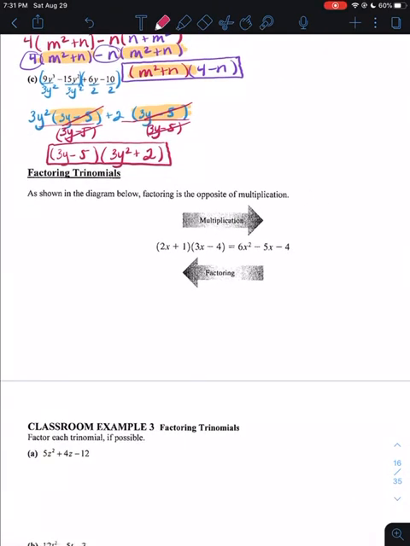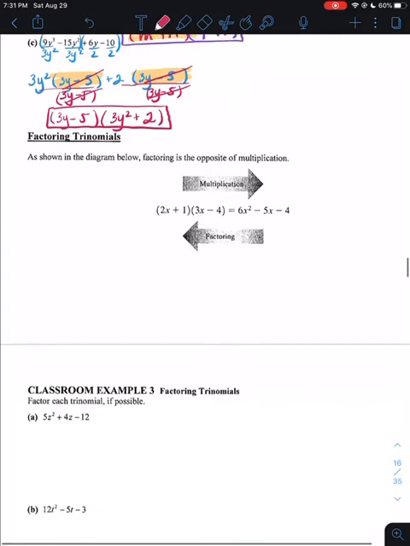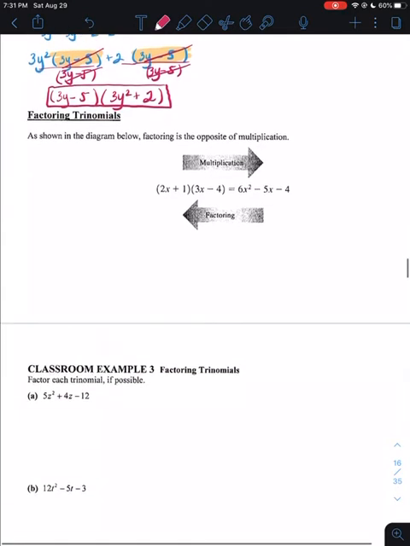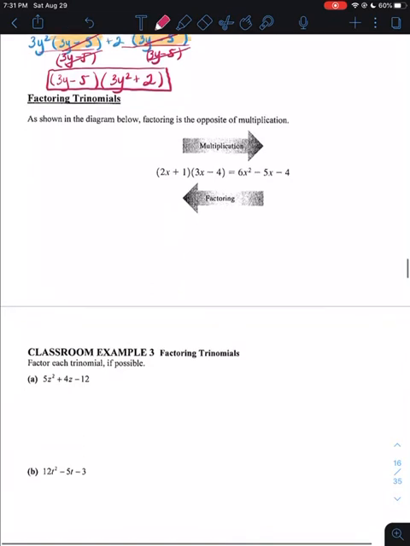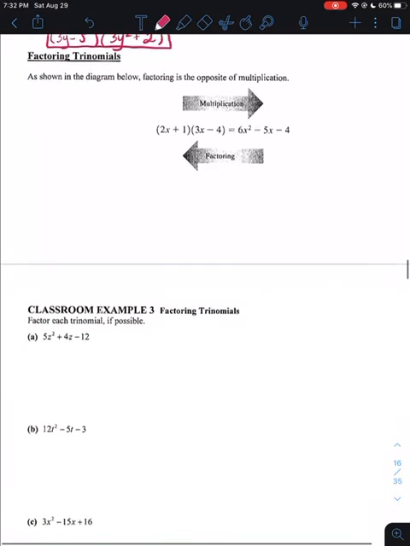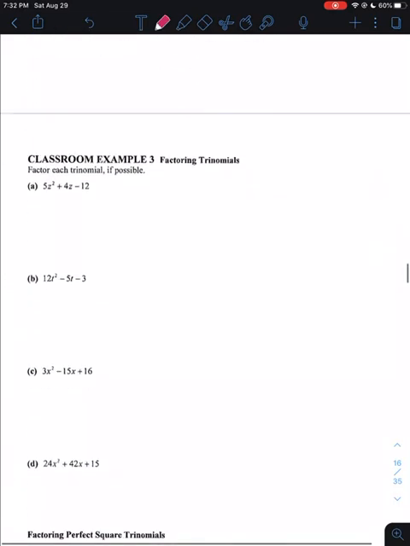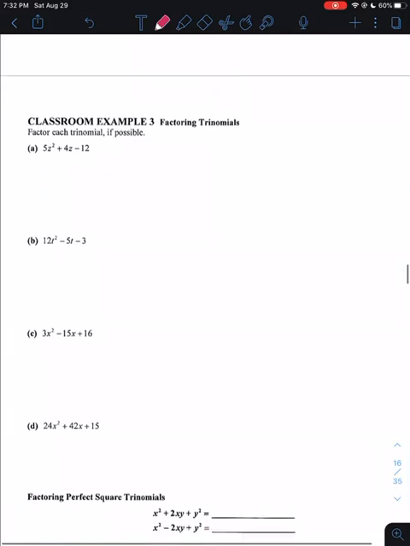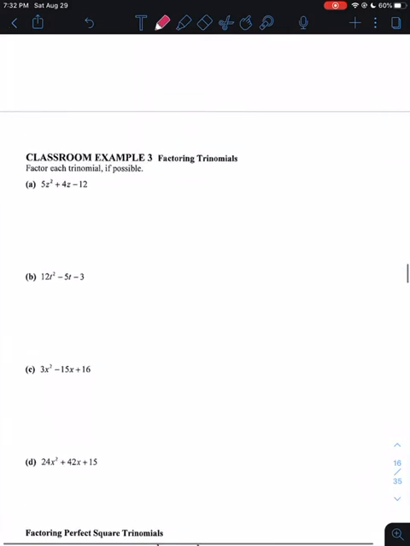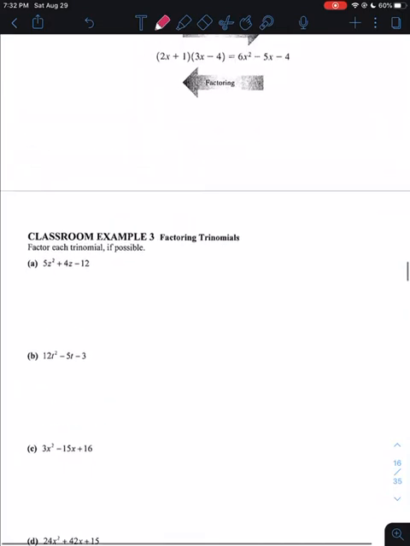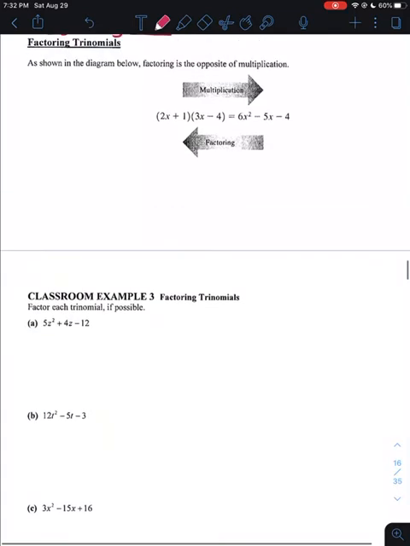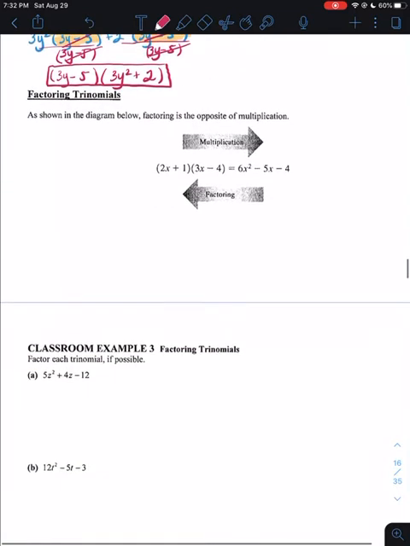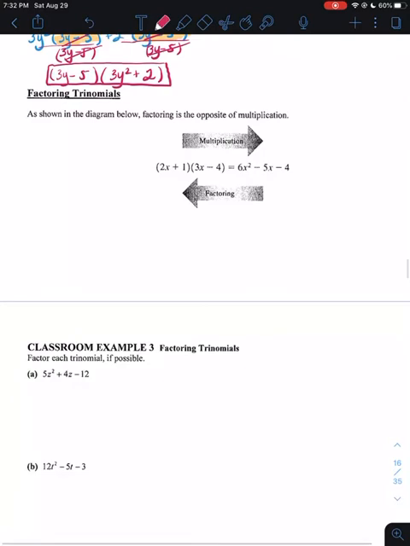All right, so here we have what you're going to see a lot, or mostly, will be factoring trinomials. So again, factoring is the opposite of multiplication. You're undoing the multiplication. The first part, we're going to look at factoring trinomials. All right. So I'm going to use a method called slide and divide.